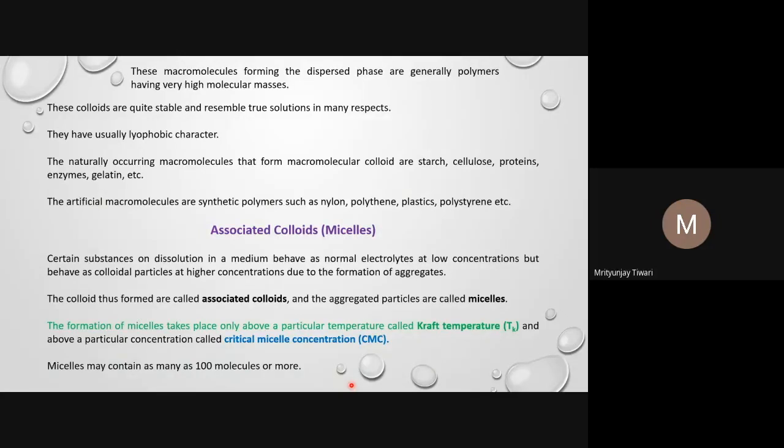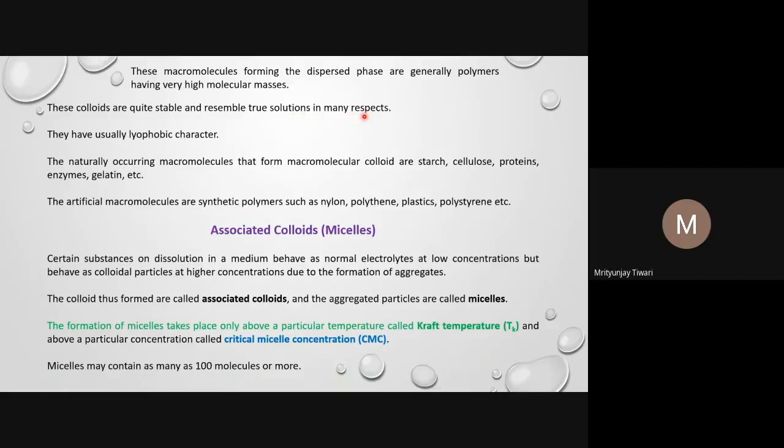These macromolecules forming the dispersed phase are generally polymers having very high molecular mass. Macromolecules, the large molecules, are usually polymers. They may be synthetic polymers or natural polymers. Natural polymers we know are starch, gelatin, cellulose, proteins, nucleic acids. But there are many other polymers, the synthetic polymers, which are also macromolecules and also form colloidal systems.